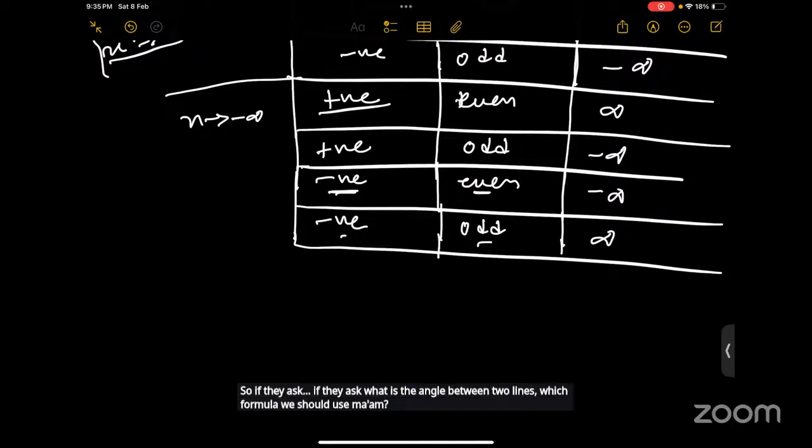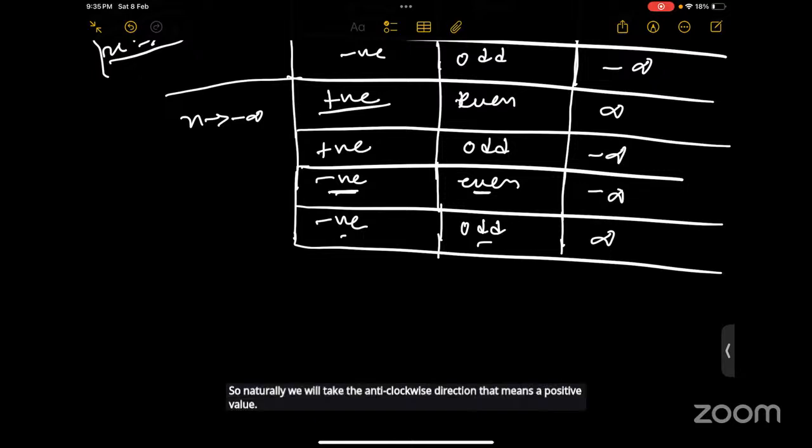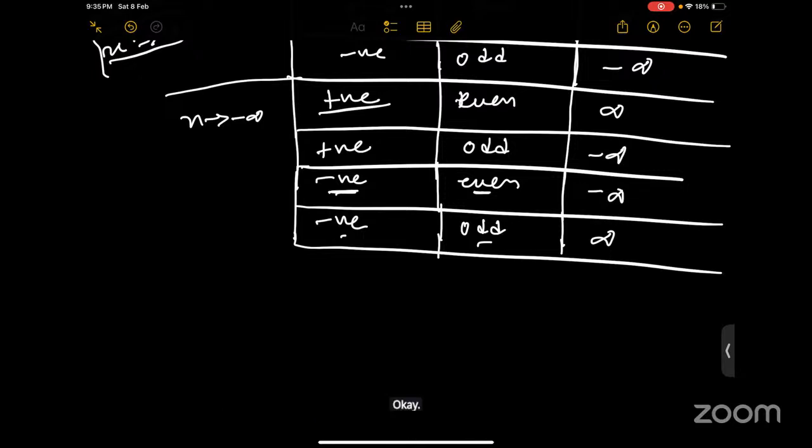So naturally we will take the anti-clockwise direction. That means a positive value. So you have to take the positive value. So the value should be the positive one. So we have to use the formula accordingly.